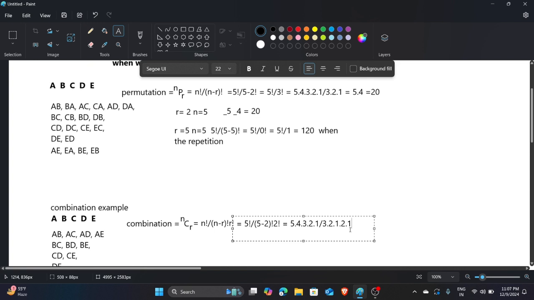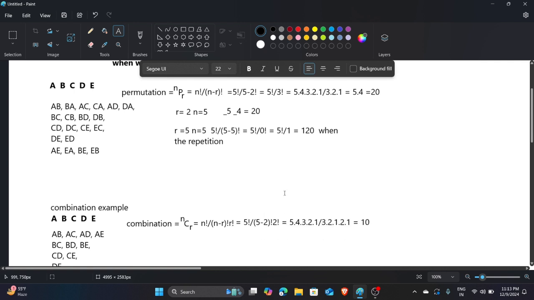So you can see that we divide by 2, because every same condition repeats. You can see in the formula, only the 2 is extra, and it just divides this equation again. So the answer is 10, only half of it. This is the difference in combination.